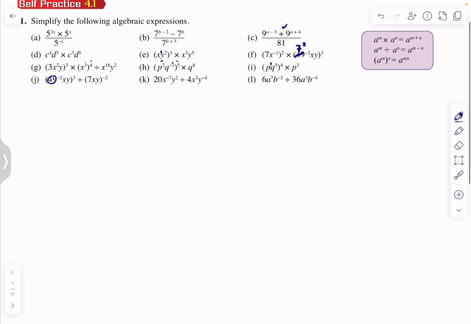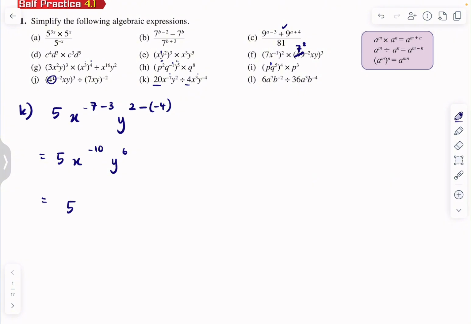Right. K. So we have 20 divided by 4, which will give us 5. X to the negative 7 minus 3. Y squared minus negative 4. So 5, x to the negative 10, y to the 6. So you want to bring the negative down also can, like this. So it will become 5y to the 6 over x to the power 10. You never bring also, never mind, but optional. You can bring.